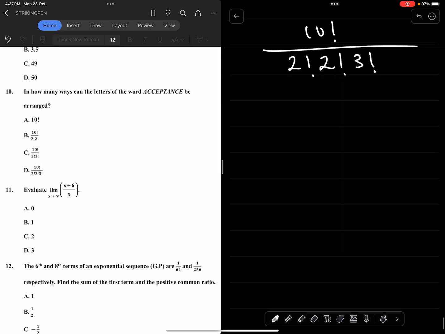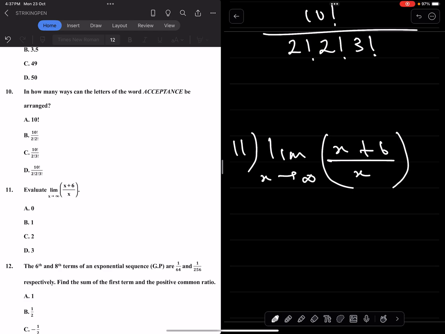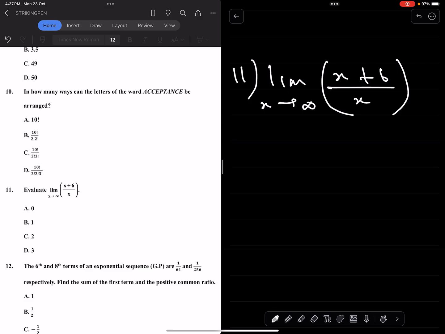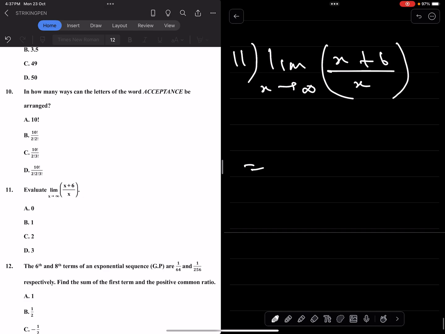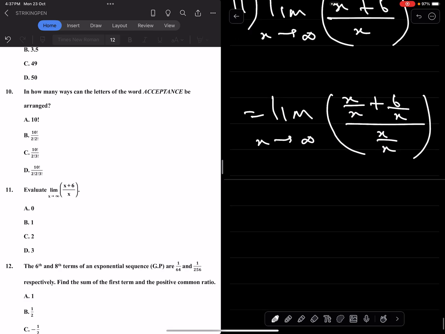We go straight to the next, which is number 11. Number 11 says evaluate the limit of x plus 6 over x as x tends to infinity. And what do we do here? The trick is just divide the numerator and denominator by the highest power of x. The highest power of x is x raised to the power 1. So that's the same as the limit of x over x plus 6 over x divided by x over x as x tends to infinity.